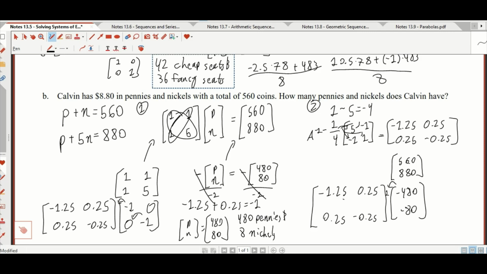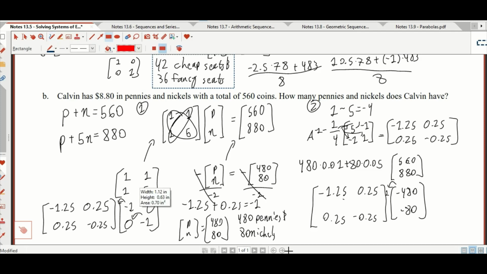Let's make sure that really adds up. 480 plus 80, let's make sure that adds up to 560. It does. Let's make sure the amounts add up to $8.80. So 480 times the value of a penny, 0.01, plus 80 times the value of a nickel, 0.05. So 480 times 0.01 is $4.80, plus 80 times 0.05 is $4.00, for $8.80.